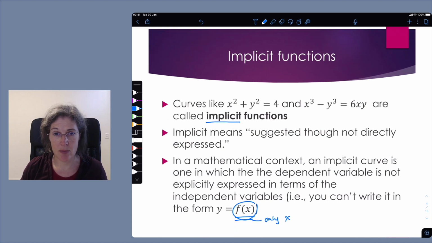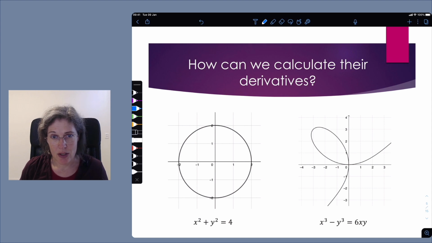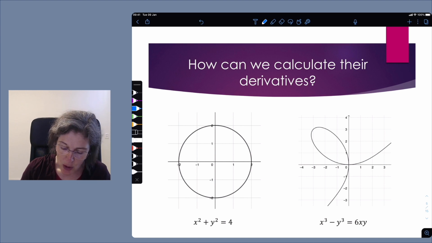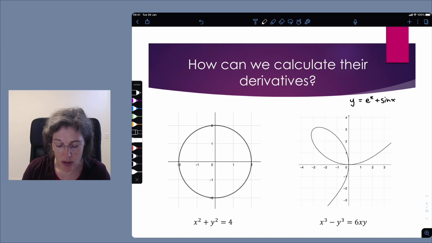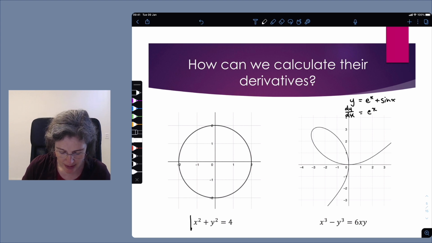Okay, so here we have these, called implicit functions. And what we'd like to think about is how could we calculate the derivatives? So we want to be able to find tangents to things that we can't write in the form y is equal to blah, blah, blah. And if you think about why at the moment we can't do that, it's because when we have something like y is equal to e to the x plus sine of x, when we take the derivative, we say, okay, well, dy by dx is equal to e to the x plus cosine of x. So we take the derivative on one side and just do the derivative on the other side. But what do we do if we have something written like this?